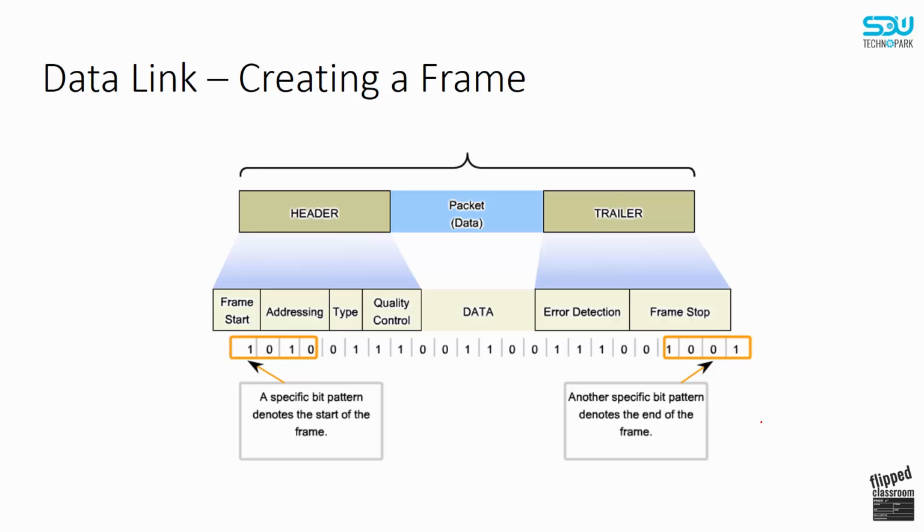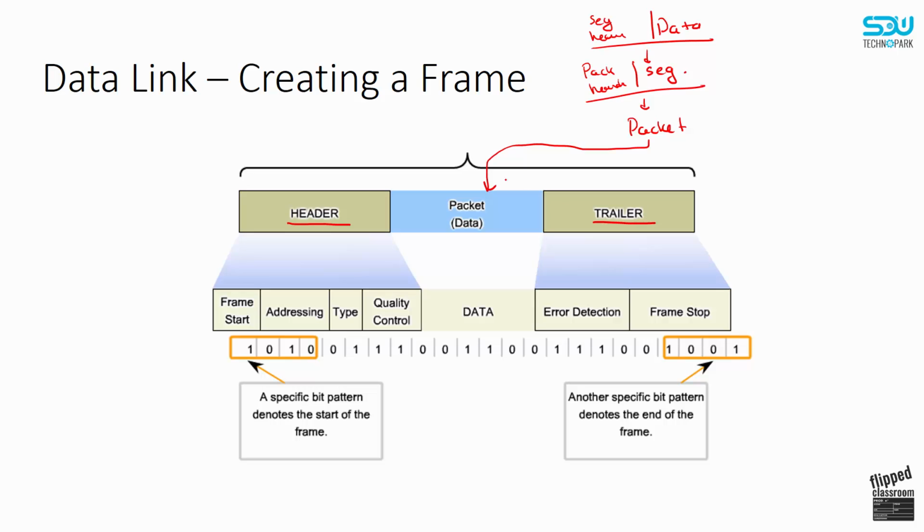So all the previous encapsulations were only with headers. Like you had data, to data we added the segment header. Afterward, this became the segment plus a packet header. Now it was called the packet. And this packet plus header and trailer is a frame. What do we have in the header?